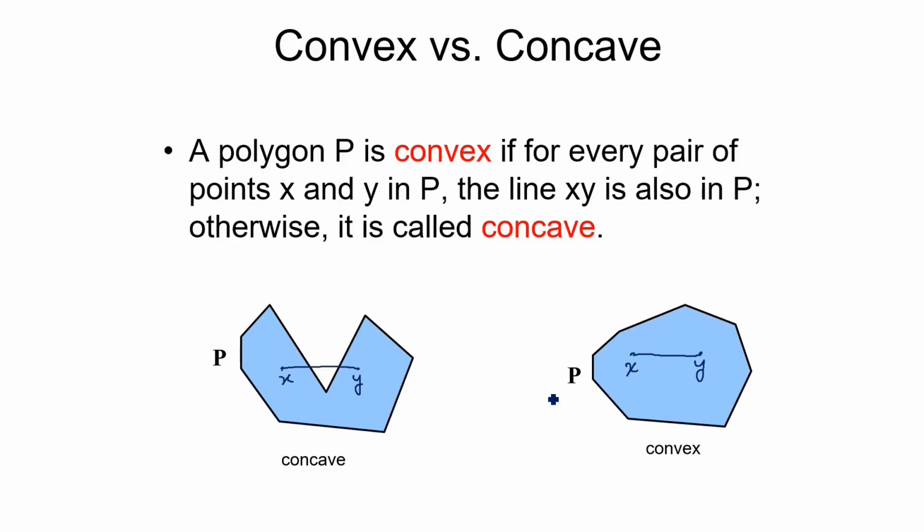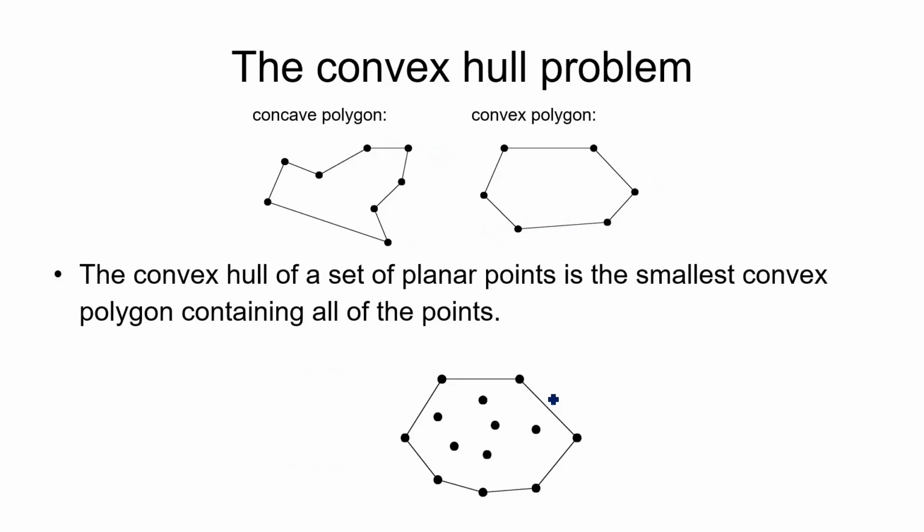So a polygon P is convex if for every pair of points x and y in P, the line xy is also in P. So in the convex hull problem, we are given a set of planar points and we need to find the smallest convex polygon that contains all the points. For example, this convex hull contains all the points.